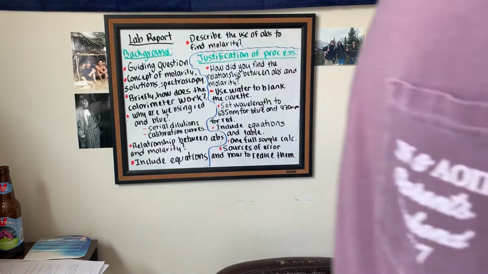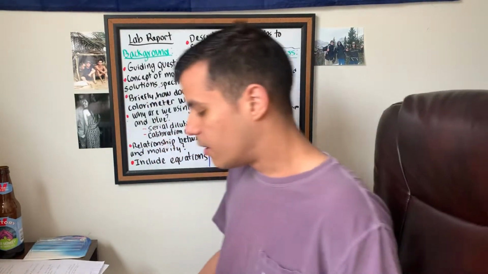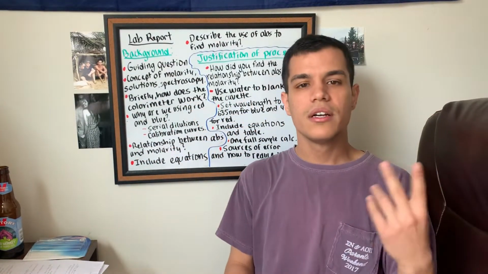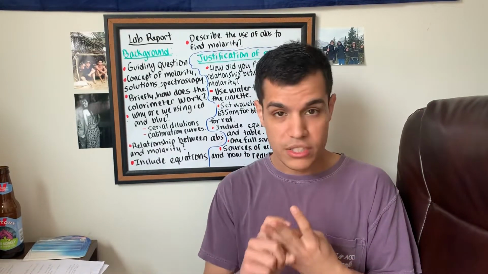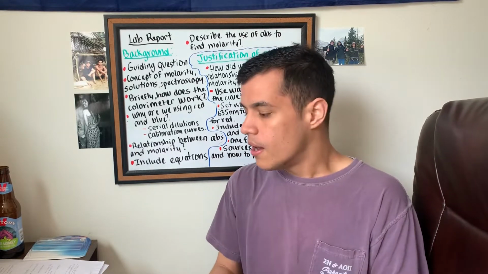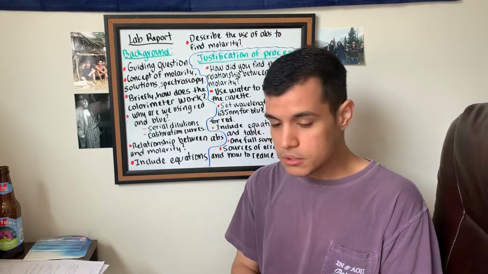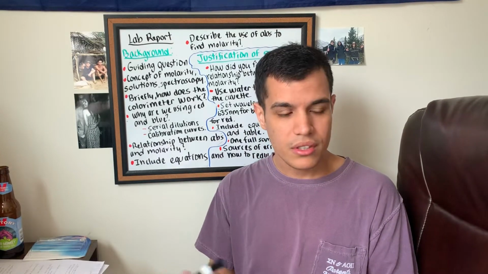Hey guys, so in this video I'm basically going to be talking about the lab report. It's going to be for investigation 4. It's 2 pages long, double spaced, with 3 sections: the background information, justification of process, and the argument section. It's double spaced again, and it's going to be for the draft.